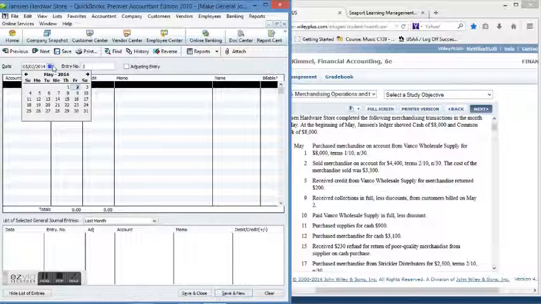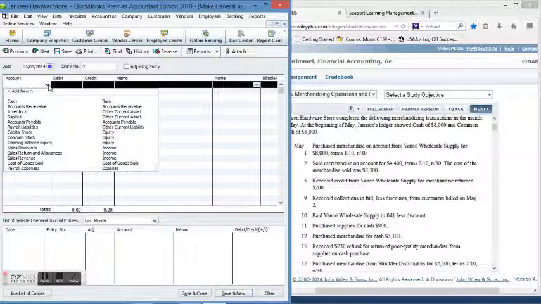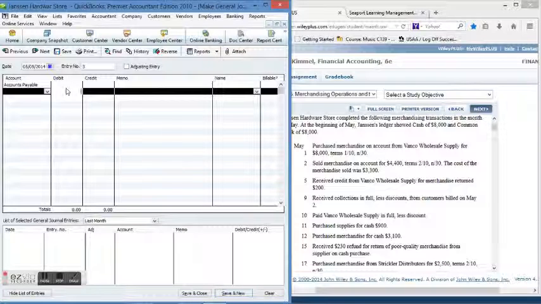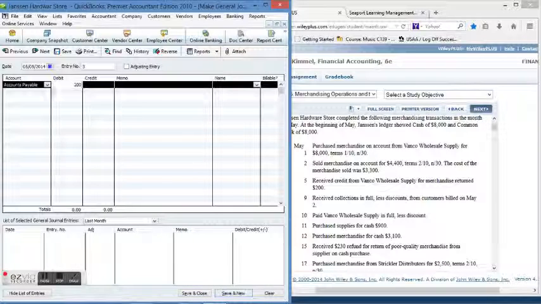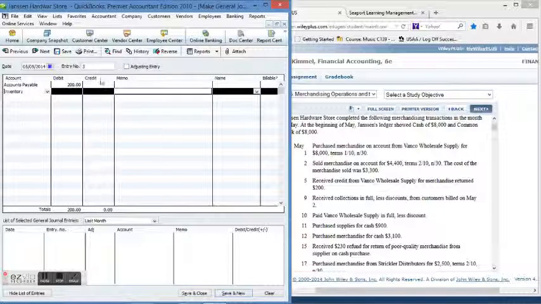Alright, moving on. May 5th. It's going to be returned. So we receive credit from Banco Wholesale Supply for merchandise returned for $200. So accounts payable is going to be debited $200. Merchandise is going to be credited $200. Memo to myself. Returns.